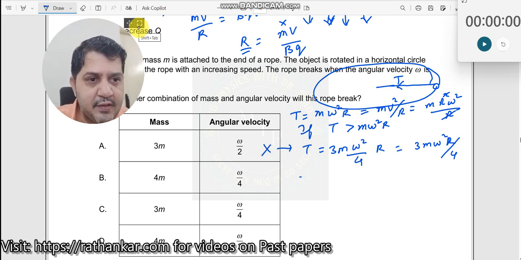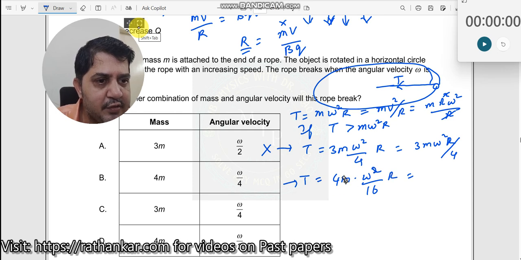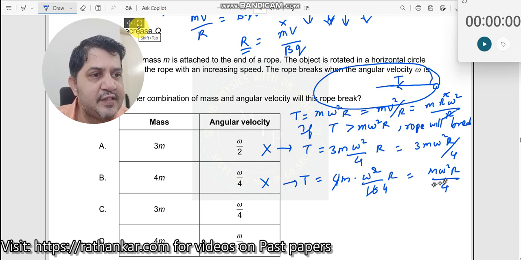Then this one. T is equal to 4m into omega square divided by 16 into r, that is omega by 4 whole square. So 4 ones are 4, 4 fours are 16, which should now be m omega square r divided by 4. So this will also not break the rope because T is lesser than m omega square r. The condition is that it should be greater than it. Only if T is greater than m omega square r will the rope break. So this condition is not seen here.